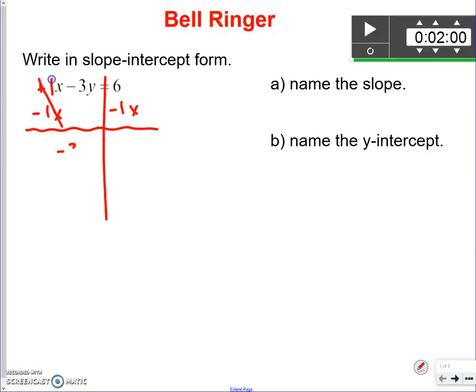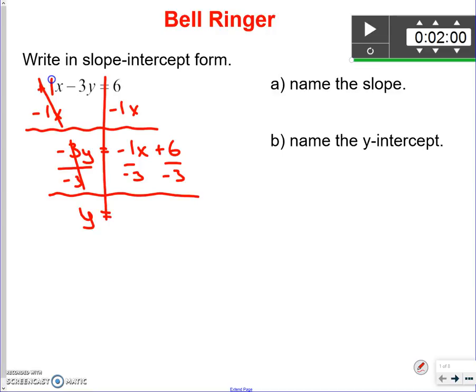These will cancel out, leaving me a negative 3y equals negative 1x plus 6. I do not want to put that together and make a 5. I am trying to put this in y equals mx plus b. From there I can divide everything by negative 3. This will give me y equals a positive 1 over 3x minus 2. Negative divided by a negative cancels each other out.